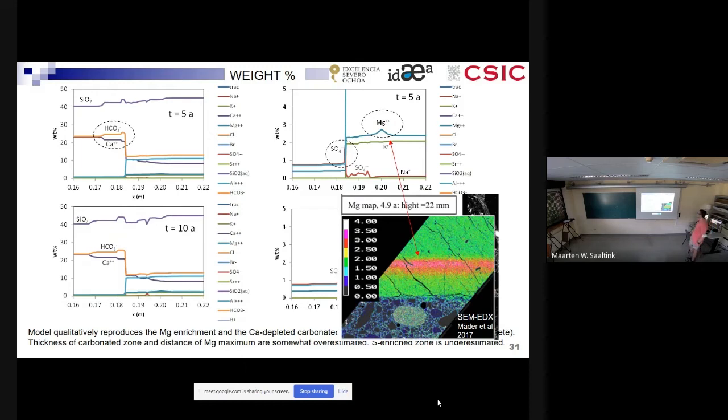This is a SEM-EDX image mapping magnesium. People could see this enrichment in magnesium on the rock side, but not right at the interface. We didn't understand why that happened. Actually, now I think it's clear in the model. At the reaction front, the dolomite is dissolving, causing the precipitation of secondary phases, that causes this magnesium maximum.